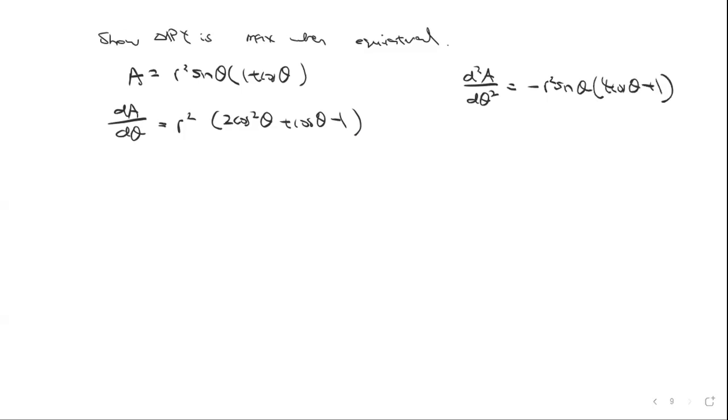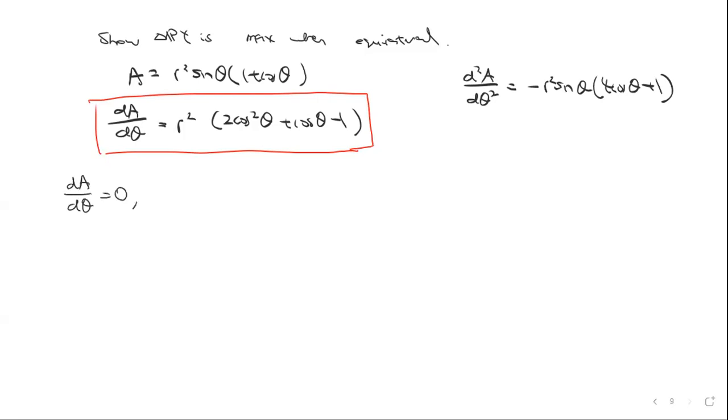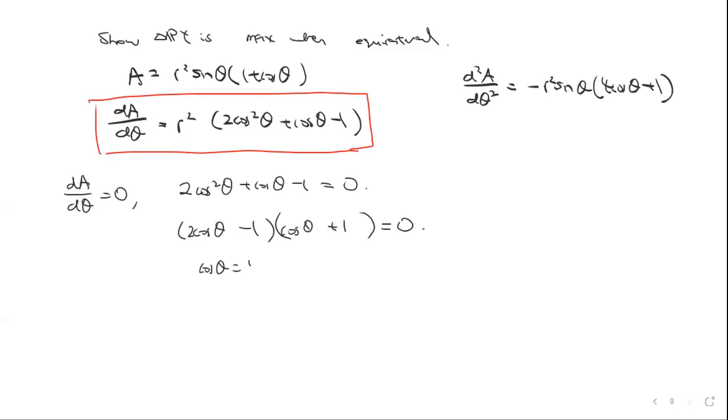So our first job is to take the first derivative and let that equal 0. So for dA/dθ equals 0, of course, R can't equal 0, otherwise you have no circle. That means you've got 2cos²θ + cosθ − 1 equals 0. Let's see if we can factorize this. So that means cosθ must equal a half, or cosθ equals −1.